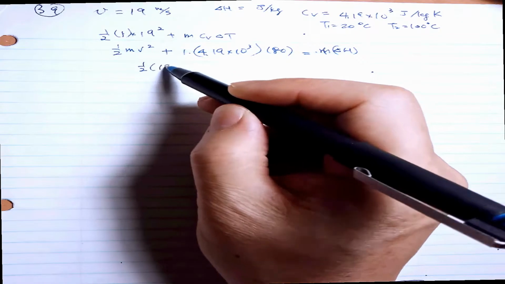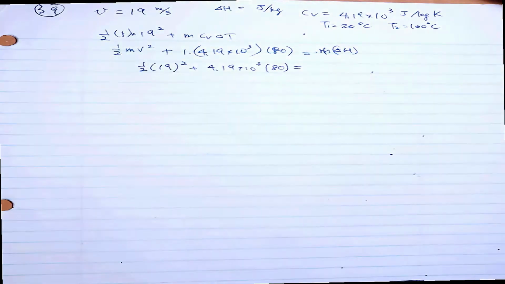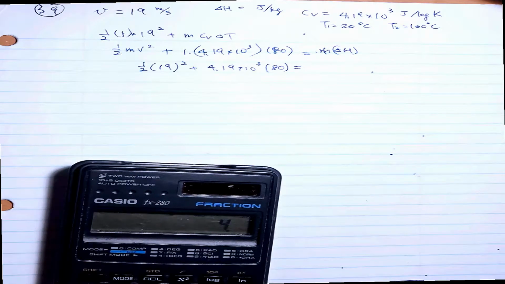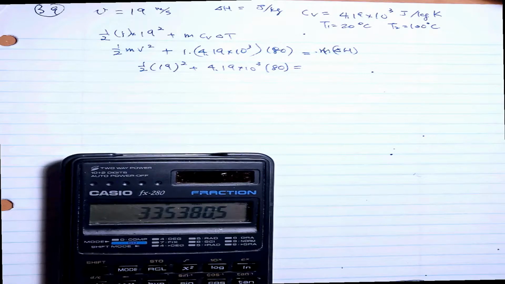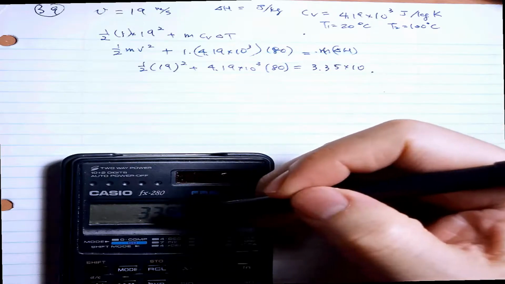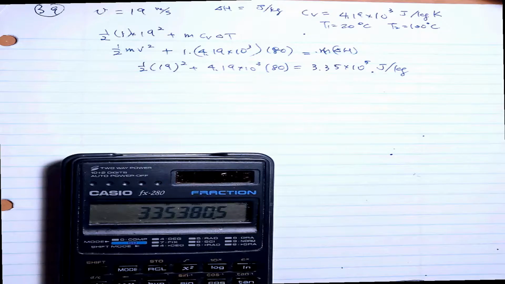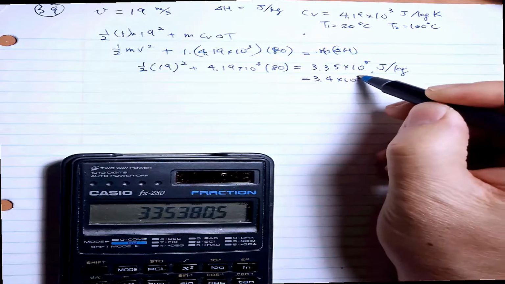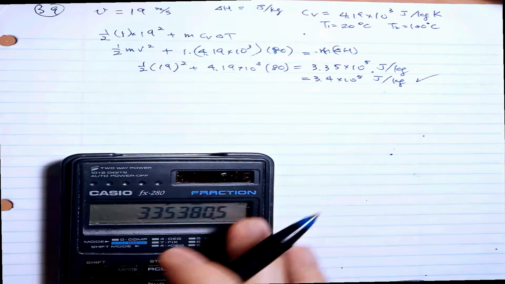So it's 1/2 times 19 squared plus 4.19 times 10 to the cube times 80. I get a total of 3.35 times 10 to the 5th joules per kilogram. If you round it to 2 significant figures, I have 3.4 times 10 to the 5th joules per kilogram. And that's the correct answer.